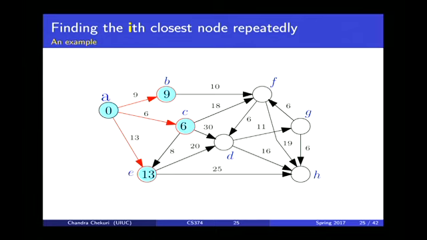So what about this guy though? Well, maybe it is 13 plus 20. Previously it was 6 plus 30, which is 36, but now it is 33. So this guy's distance changed because we had one more guy in this list. So what about this guy? It is 13 plus 25, which is still the same.